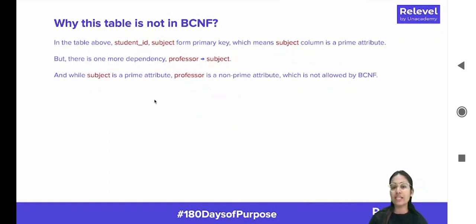So in this case, we can say that although the first, second and third normal forms are being satisfied, this table is not in Boyce-Codd normal form, which is 3.5 normal form.